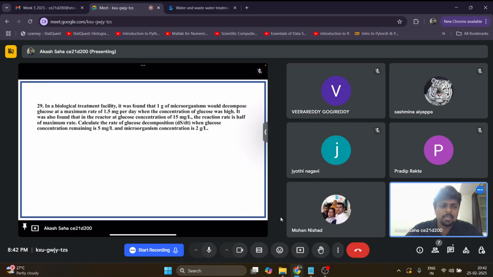What else is given? Any other idea? Ks. What is Ks here? 15 mg per liter. Definitely, at half of the maximum rate, the corresponding substrate concentration is given. So Ks is also given. What else is given?